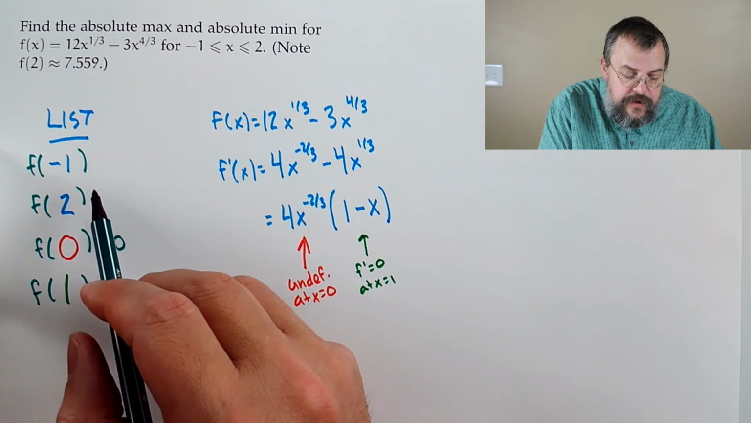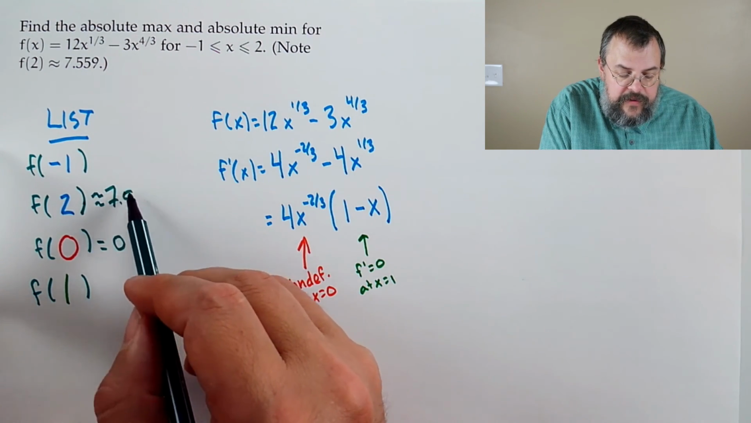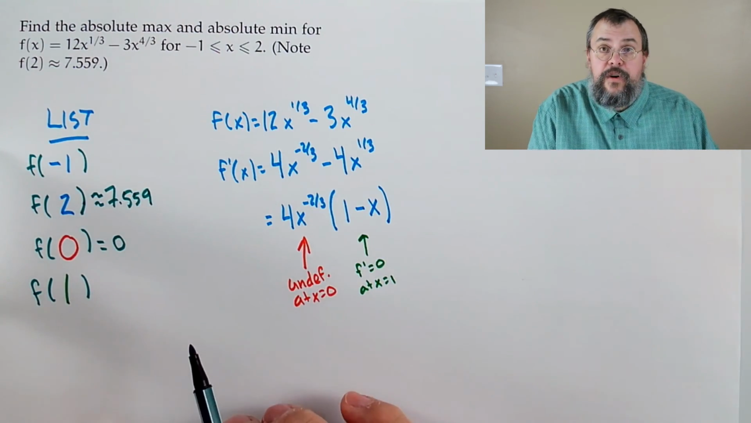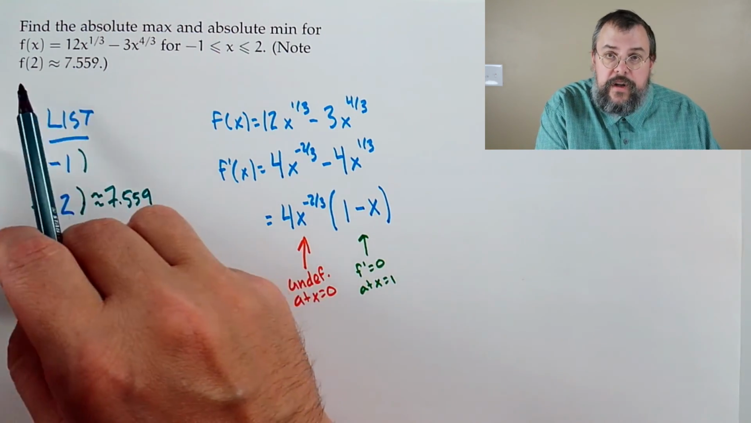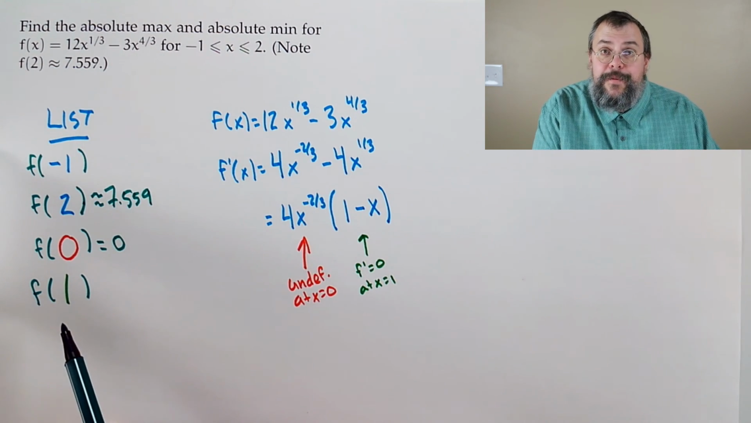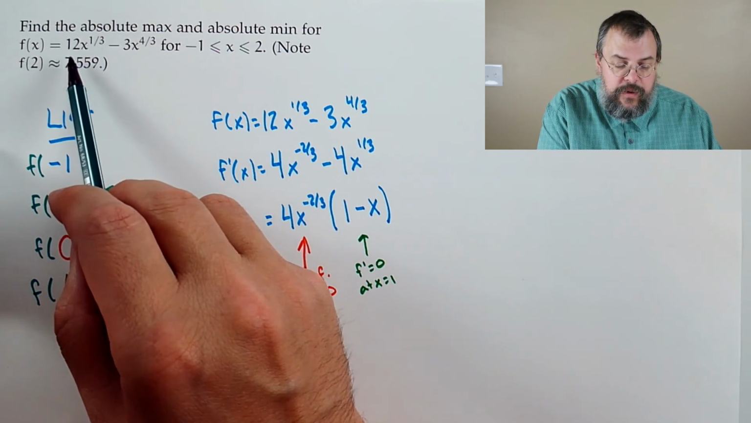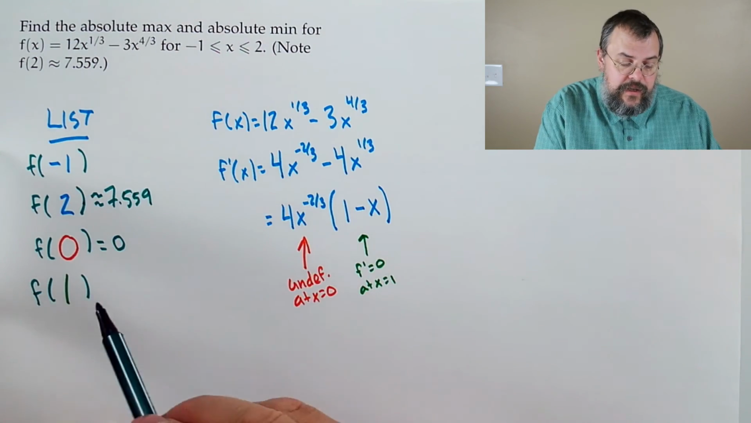Also, I could do f of 2. I can see that's approximately 7.559. Now, if you're wondering how I did that so quickly, I'm just reading that off. Okay, how about f of 1? Well, 1 works really nicely because 1 to any power is going to be 1. So it's looking at the coefficients. You get 12 minus 3, which is 9.